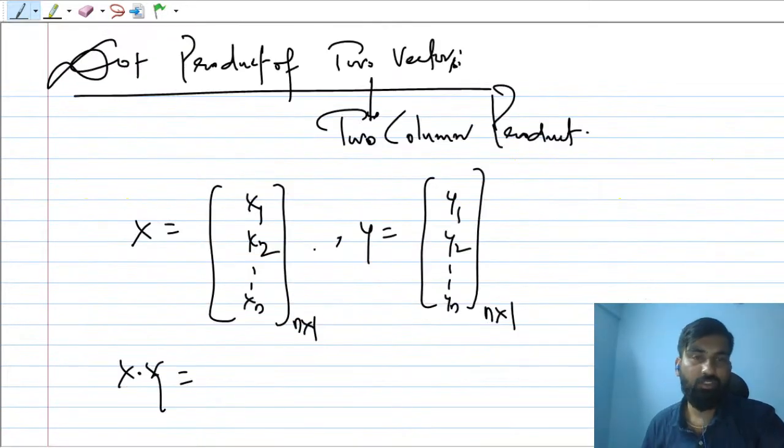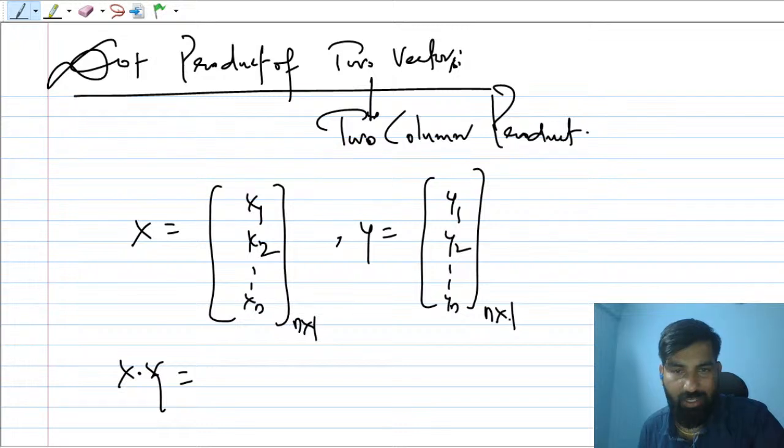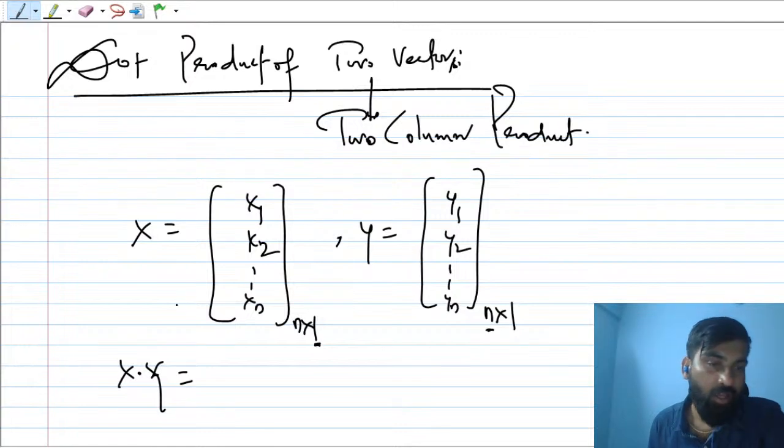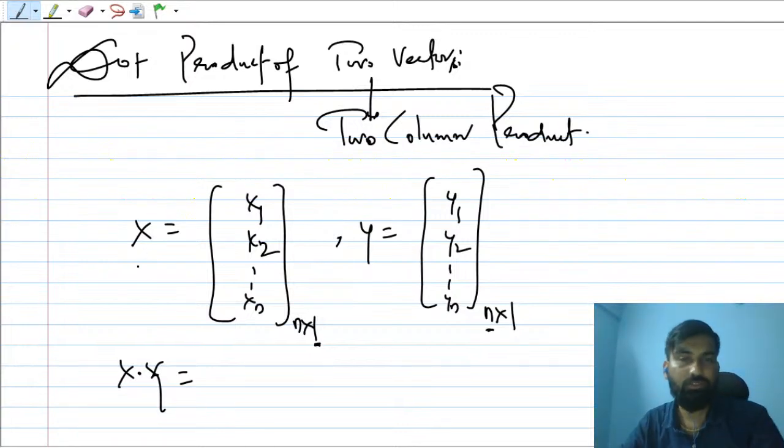So coming to here, you see here n cross 1 and n cross 1. Here you see the number of columns in matrix 1 is 1 and the number of rows in matrix 2 is n. They are not equal, right? You can't multiply. That you have to keep in mind. So whenever you want to find the dot product of two different column vectors, okay, two different vectors I'm talking about.